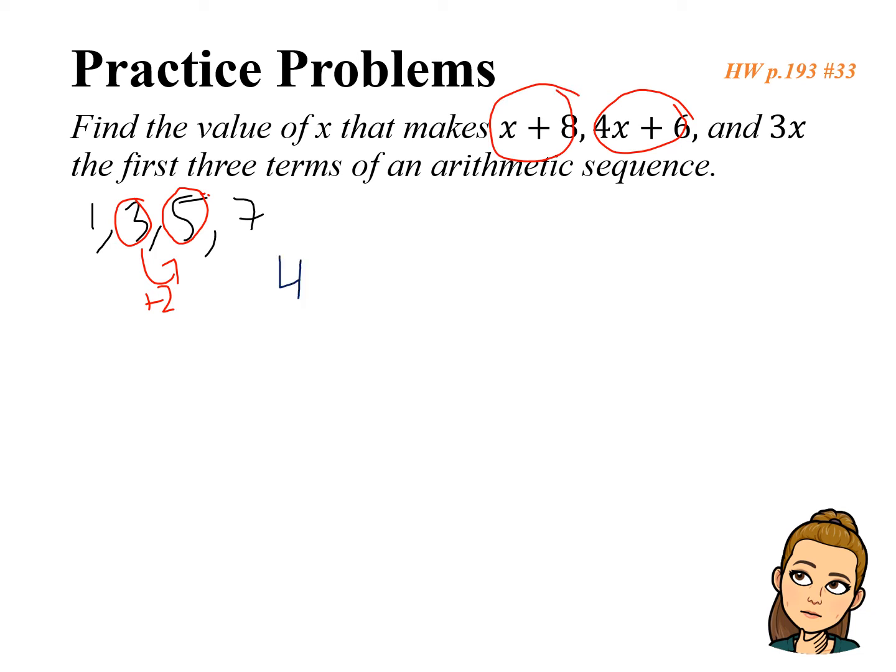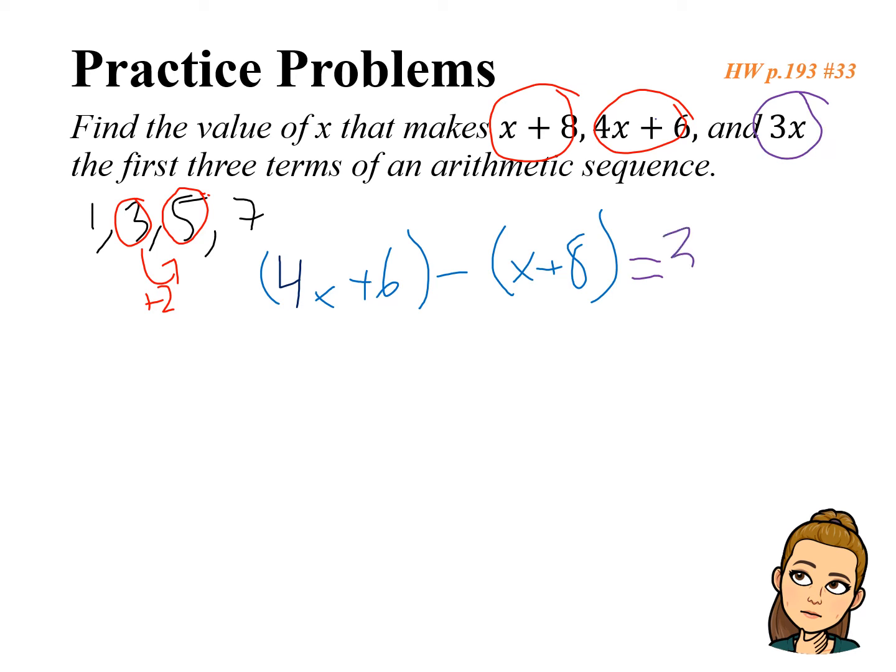So I have 4x plus 6 minus my first term, 8 plus x. That would be the difference. And I want to set that difference equal to the difference between the third term and the second term. So the third term, 3x, minus the second term, 4x plus 6.